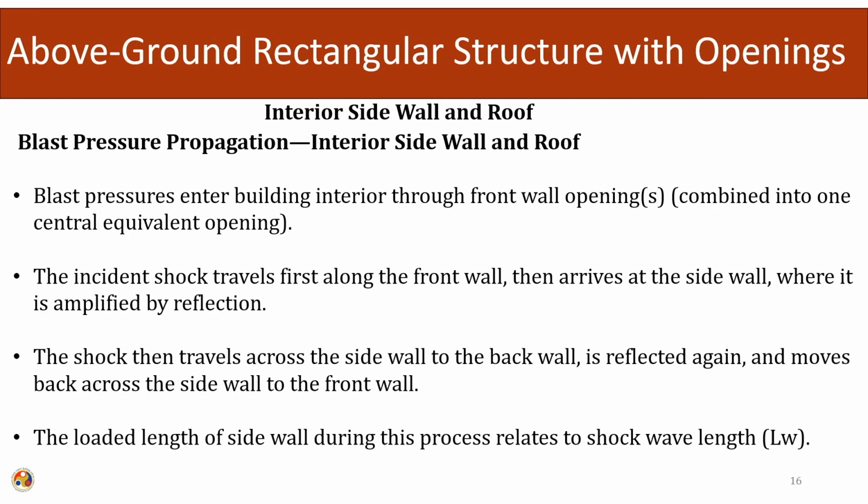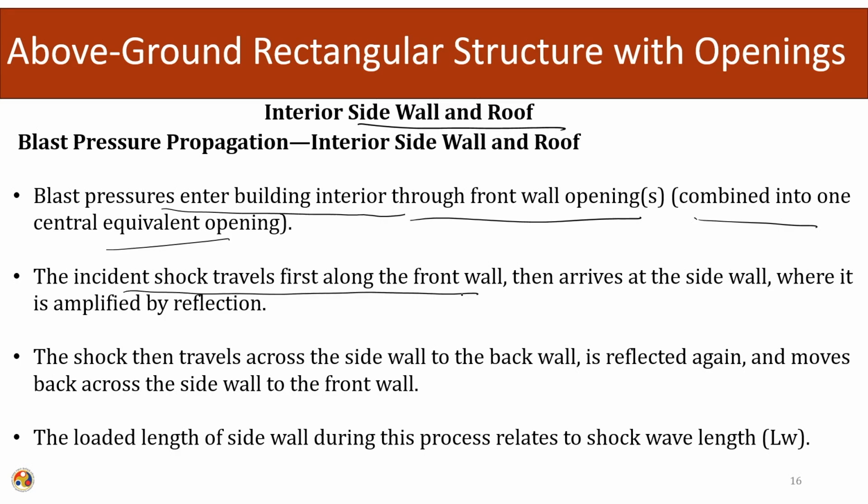After that, we are looking into the variation of the pressure on the interior side of the side wall and roof. The blast pressure will enter the building interior through front wall openings, which we are treating as a combined opening. The incident shock will first travel along the front wall, affecting the front wall, then it will arrive at the side wall where it will be amplified by the reflections.